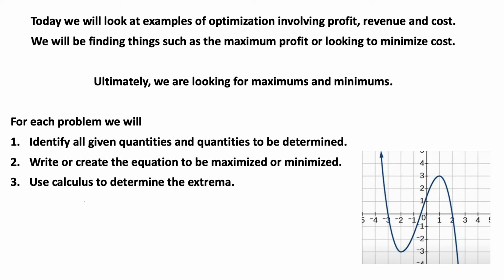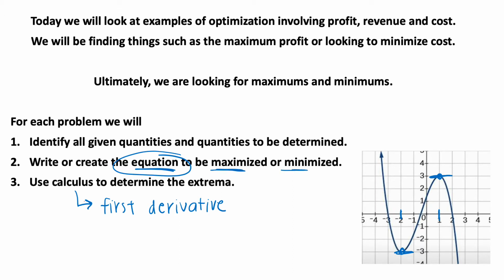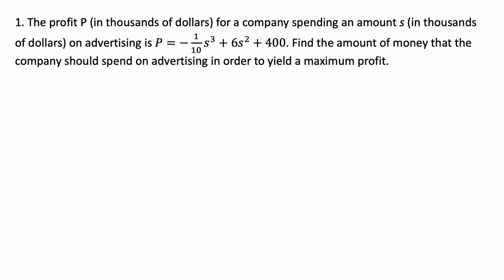So what that means is we're going to be using our first derivative to identify the x values for which our equation has a horizontal tangent, or a minimum or a maximum. From there, we'll plug back into our original equation to actually find what we have as our maximum or our minimum. So let's jump right in.